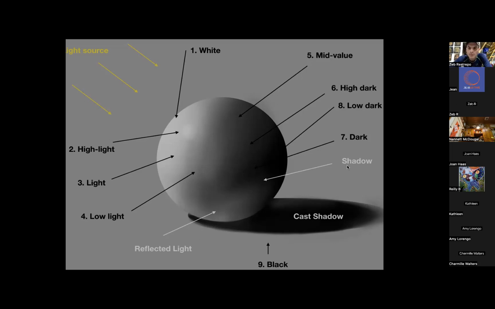And then we have what we call shadows and reflected light and cast shadows. So we can create a three-dimensional space, okay? And then we have black here, this black area here, which tends to be the cast shadow.